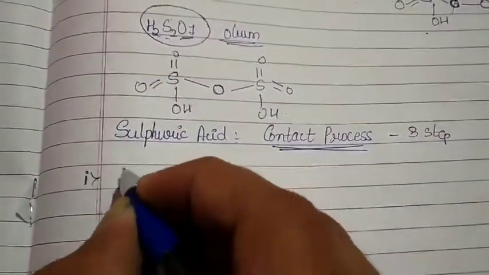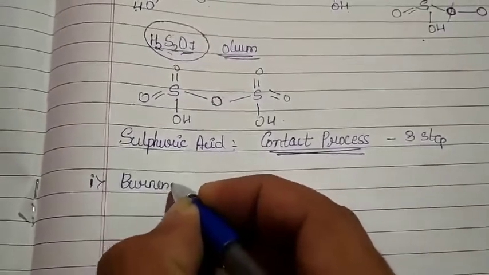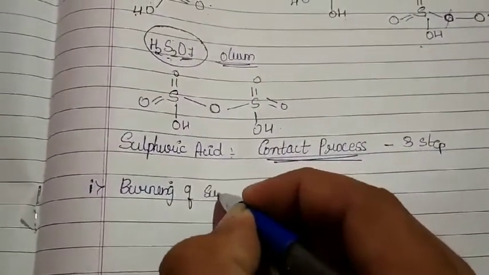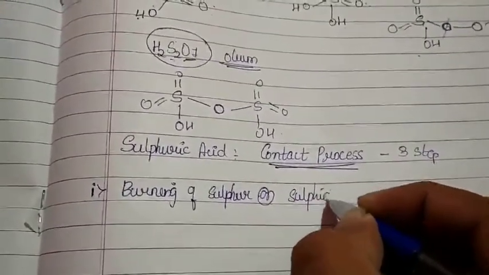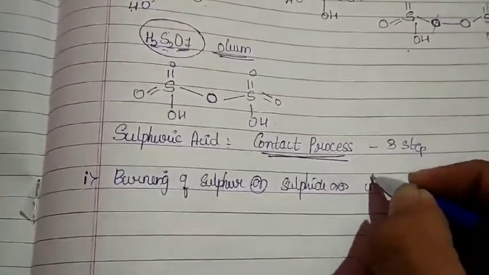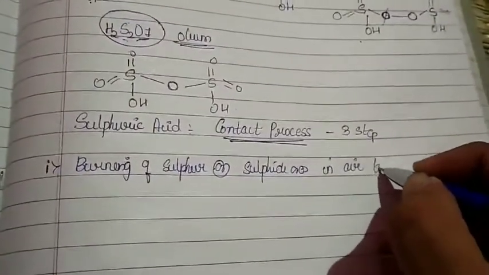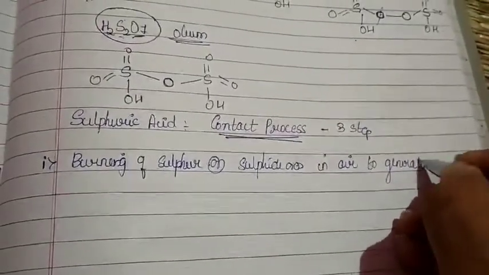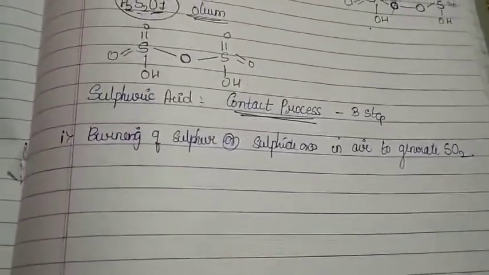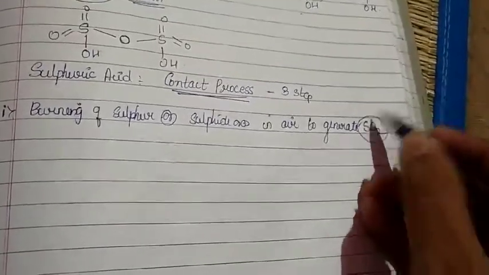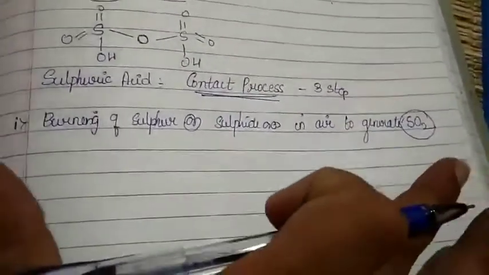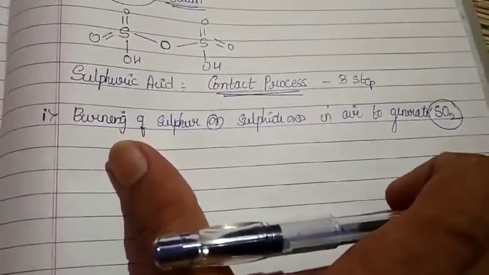So what does the first step involve? The burning of sulfur, or your sulfide ores, in the presence of air. The only reason is to generate sulfur dioxide. So the first process in your contact process is that we burn sulfur or sulfide ores with oxygen. When we burn, of course, as we saw in the reaction, we get sulfur dioxide, SO2. This is your first process in the manufacture of sulfuric acid.